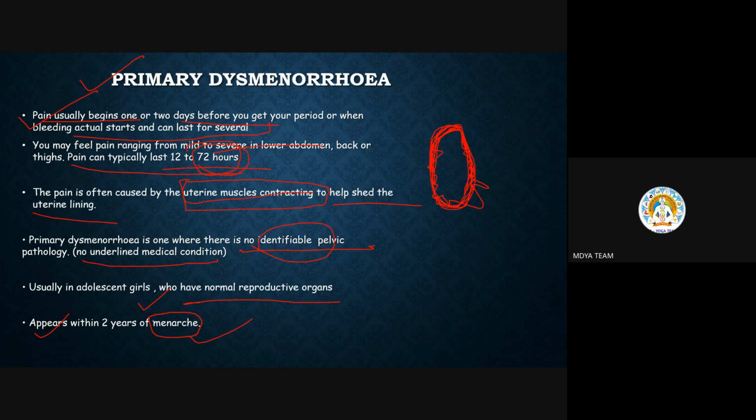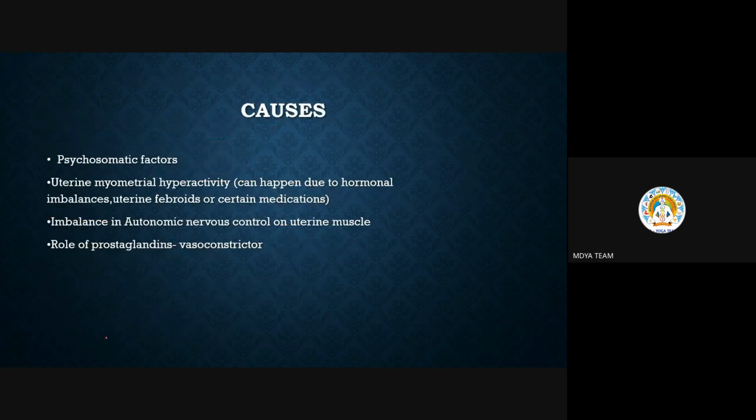When the first menstruation started, it could happen in the range of 2 years or can be more. Not like that, but usually it may be seen.